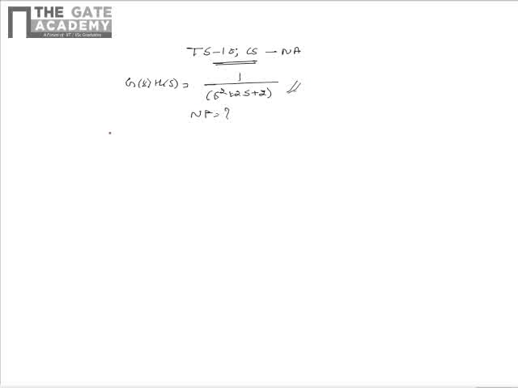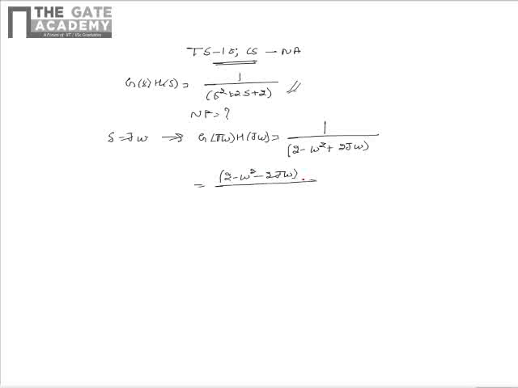For finding the Nyquist plot of the control system, let us substitute s is equal to j omega, and upon substituting s is equal to j omega, we can get G of j omega multiplied by H of j omega is equal to 1 by 2 minus omega square plus 2j omega, and upon simplifying the same we can get that 2 minus omega square minus 2j omega divided by 2 minus omega square whole square plus 4 omega square.